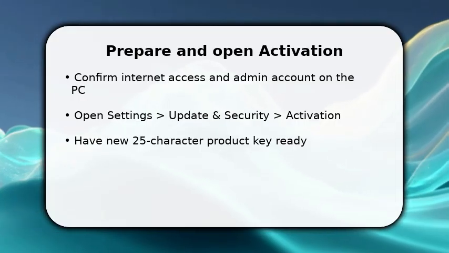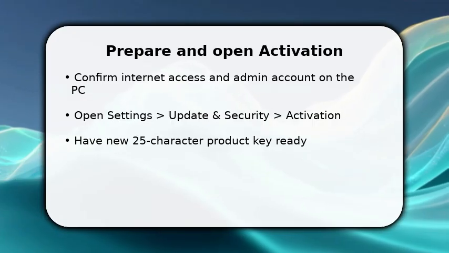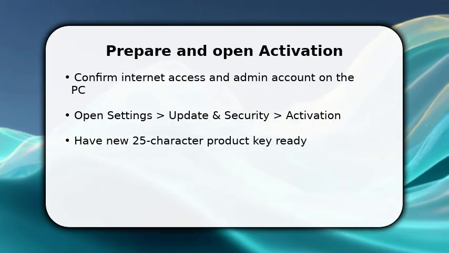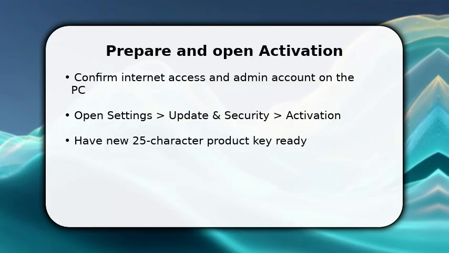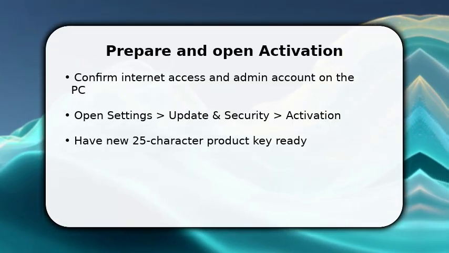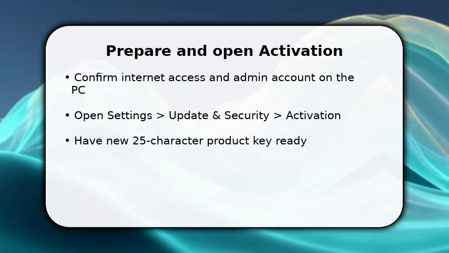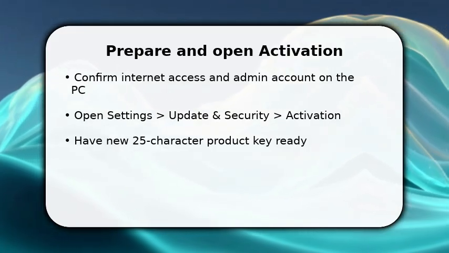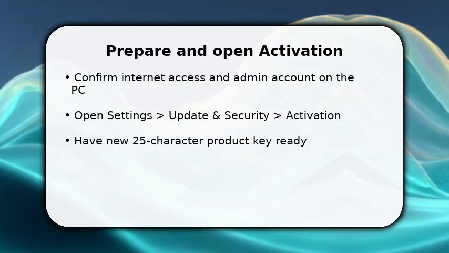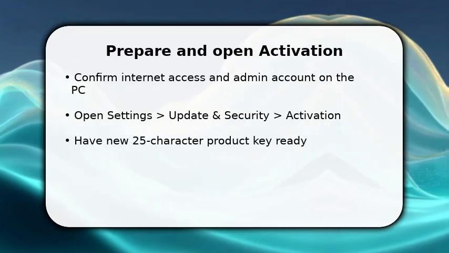You're starting with what matters: an admin account, working internet, and the new 25-character product key. First, open Settings, go to Update and Security, then Activation. Once there, you'll see Current License Status. This tells you whether you need to change the key or reactivate. Make sure Windows is updated to avoid compatibility prompts.